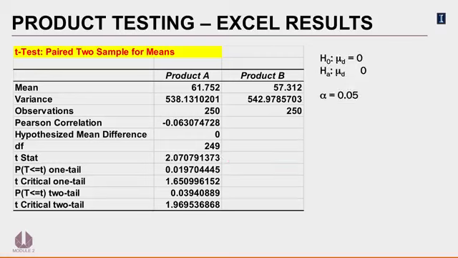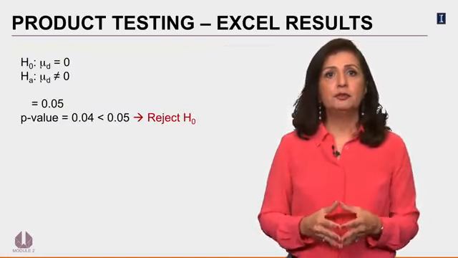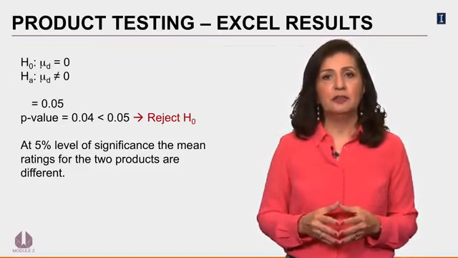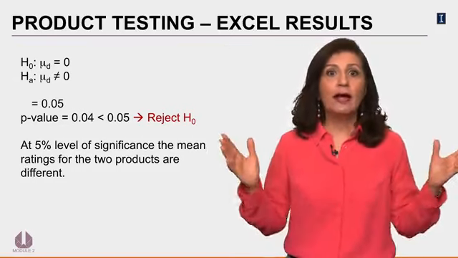Since we are testing for equality, this is a two-tailed test, and we will look at the p-value for the two-tail, which is about 0.04. That is less than 0.05, and thus we will reject the null hypothesis. Rejecting the null hypothesis in plain English means that at 5% level of significance, the mean ratings for the two products are different. Well, great.